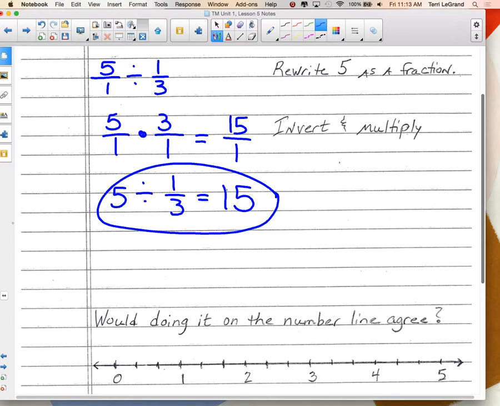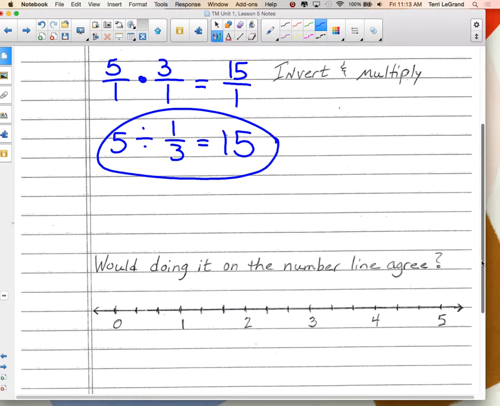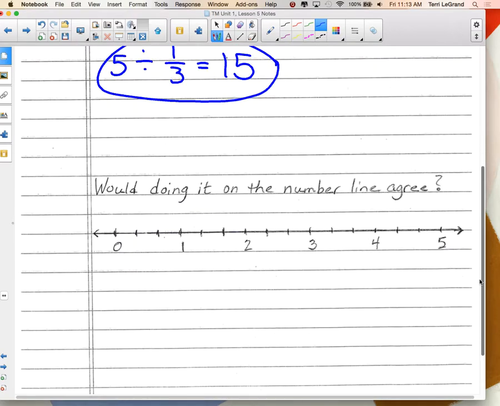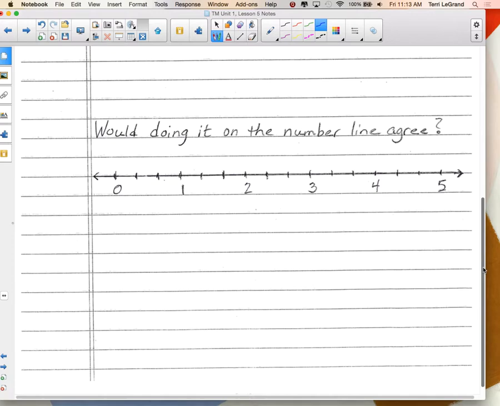Well, what do you think? Do you think we have a good answer? Can you convince me? How about let's use the number line to check this out? Because look at who so nicely did a whole bunch of work to at least start it out for you.